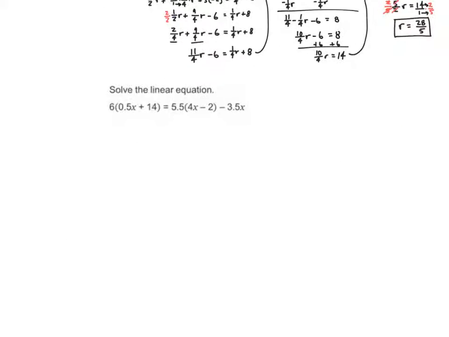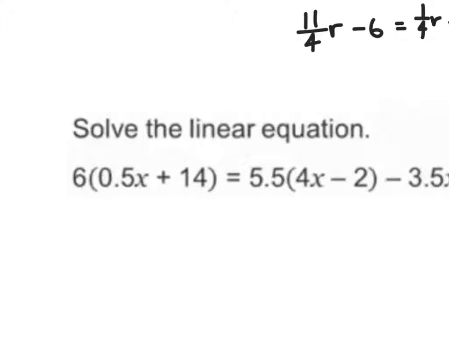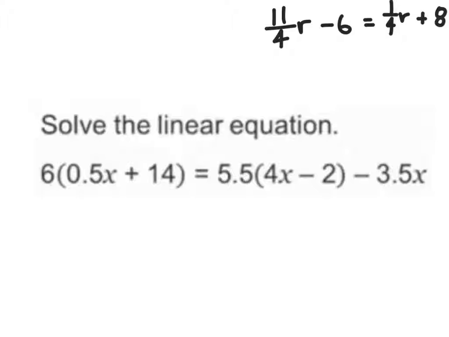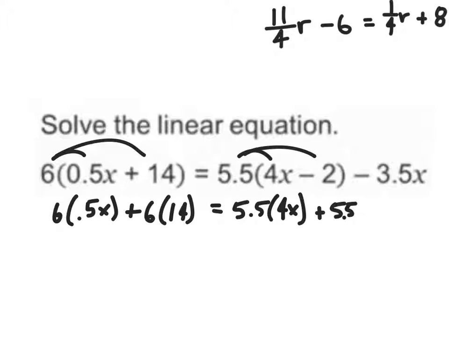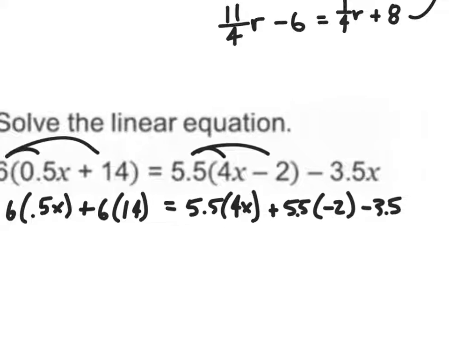Okay, one last problem. We're going to solve this equation. Now this one has decimals. So same thing: I want to clear my parentheses, and then move on from there. So I'm going to distribute my 6 to each of those parts. So I've got 6 times 0.5x plus 6 times 14. And that's going to equal, I'm going to multiply 5.5 by each of these parts. So I've got 5.5 times 4x plus 5.5 times negative 2. And then we're going to subtract 3.5x from that side as well.